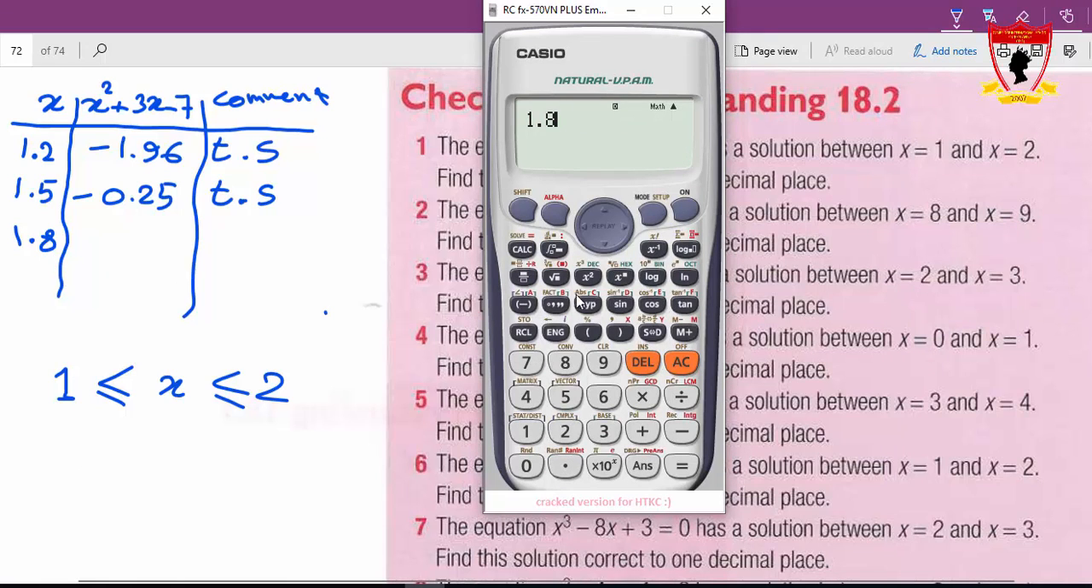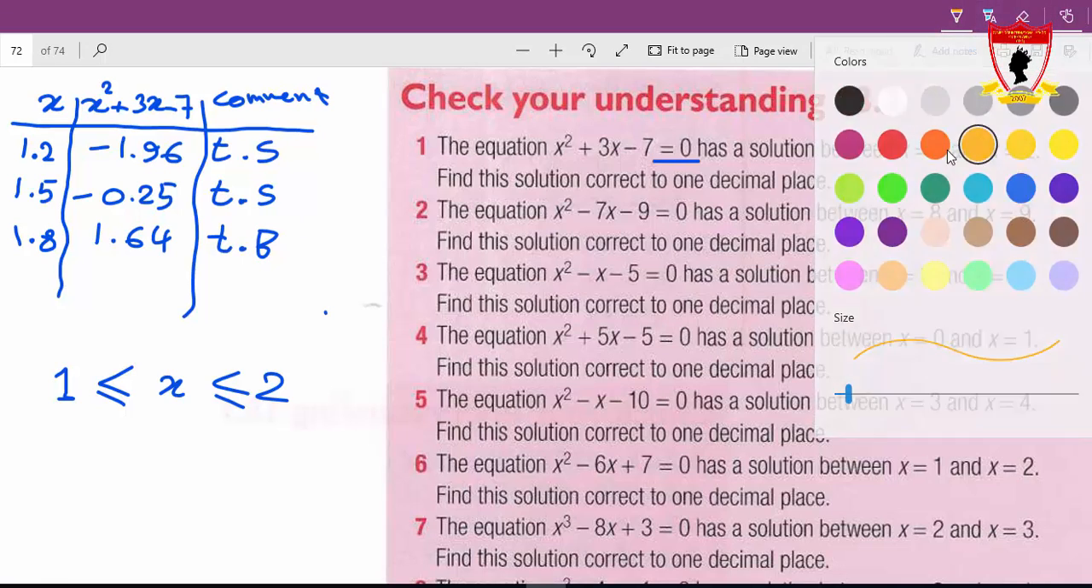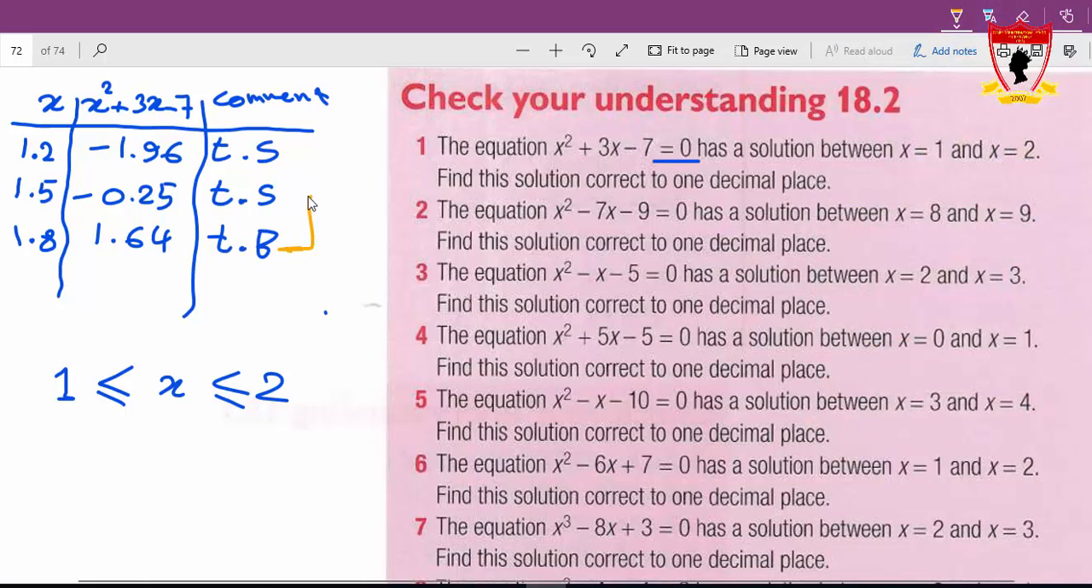Then 1.8 squared plus 3 times 1.8 minus 7. So the answer is too big this time. It's 1.64, positive, so it's too far from 0. It's too big. And whenever you see one answer too big and another answer too small, it means the solution is between them.